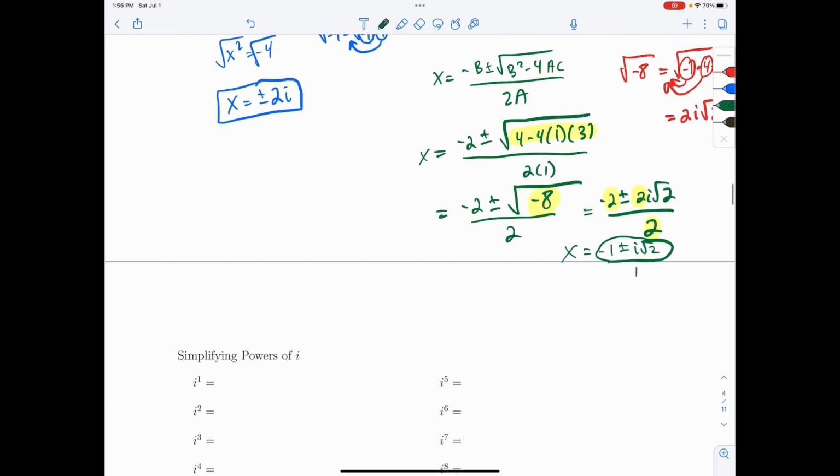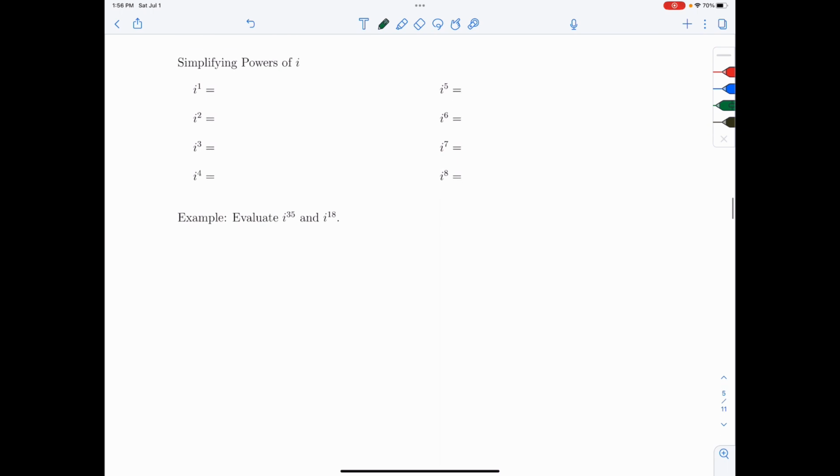All right, and then there's one last thing here. How do we simplify the different powers of i? Well, we saw that i to the first is just i, which is the square root of negative 1. i squared, if I square that, I get negative 1. i cubed, well, that's just these two things multiplied together, so that's going to be i times negative 1, so that's negative i.